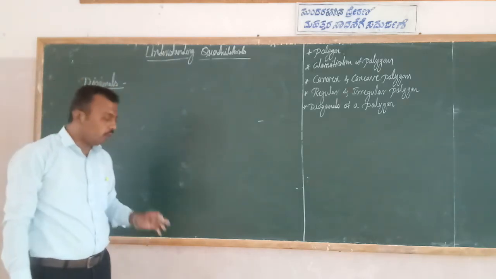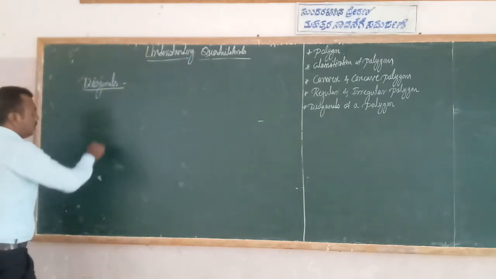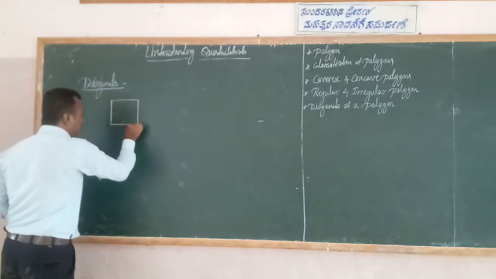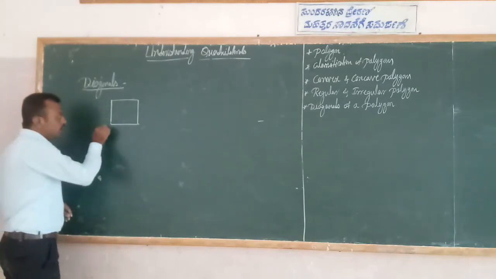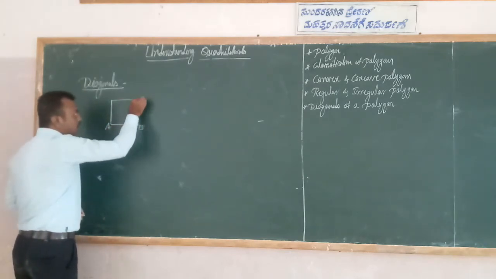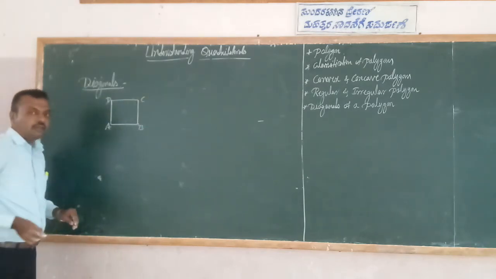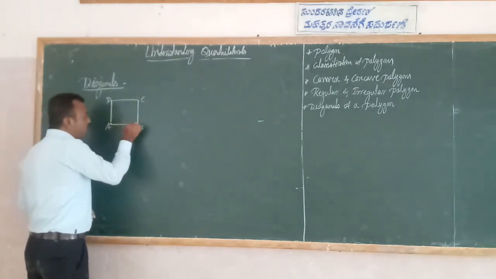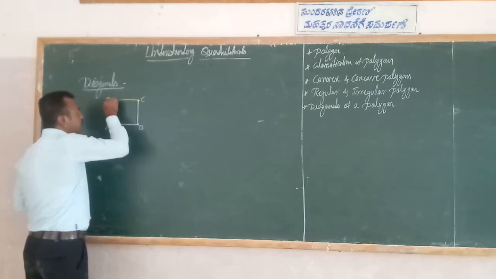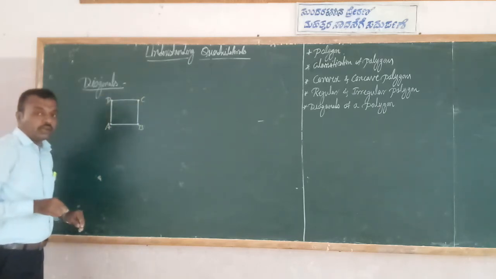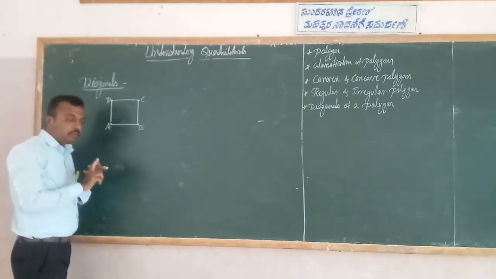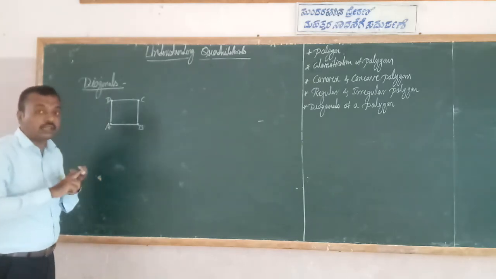Diagonals of polygons. What do you mean by diagonals? See, I will write one quadrilateral. Here, A, B, C, D. I will give the name of this quadrilateral. In this, A, B, C and D are the vertices of the quadrilateral. So diagonals mean the line segment joining the opposite vertices.